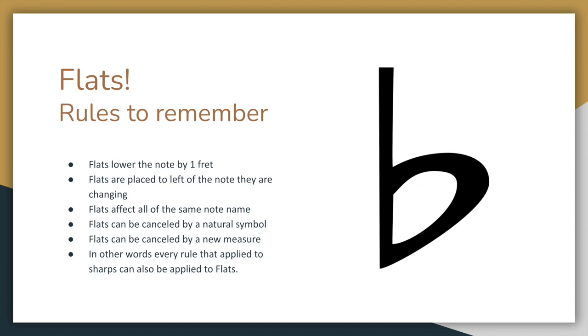So first off, here's just a quick little thing of some rules to remember. The nice thing about flats is almost every rule that we learn from sharps is going to be reapplied to the flats. So let's just review a few of those. First off, here's the first difference though that we do have with flats. So the flat lowers the note by 1 fret. The sharps that we had earlier, we're going to raise the note by 1 fret, and so now we're going to do the opposite with flats by lowering it by 1 fret.